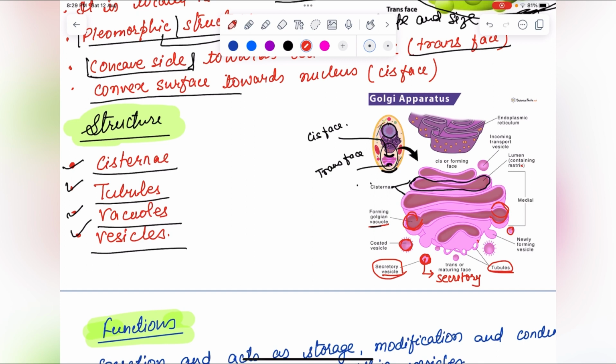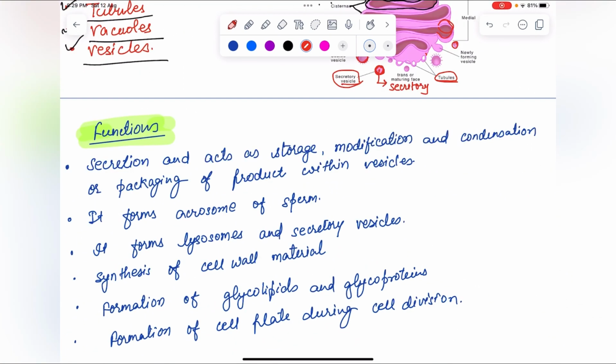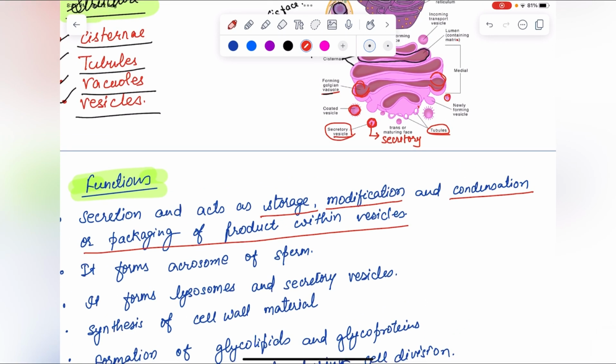Now what is the function of the Golgi apparatus? It helps in secretion and acts as storage, modification and condensation or packaging of products within the vesicles. The materials which are coming into the Golgi apparatus, what does it do? It stores the material, modifies the materials, and packages it. Why is it packaging the material? To transport the materials into the cell or out of the cell where it is required.